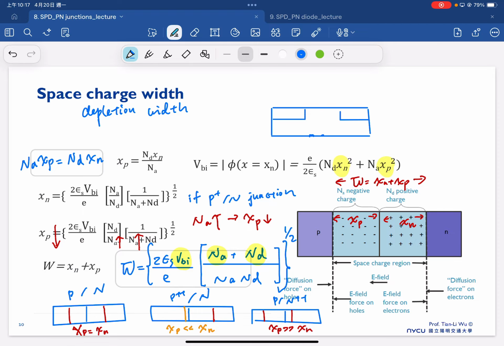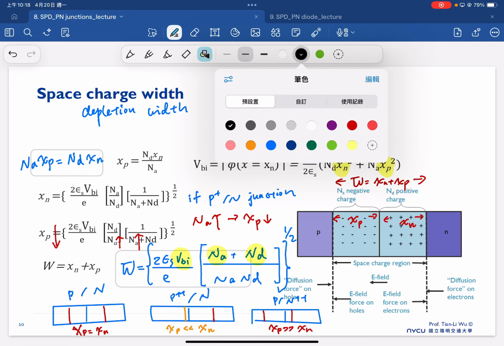So we have the P substrate here, and also we have the source and drain. But as I already mentioned, we normally want to reduce resistance, no matter for contact resistance or source drain resistance, so we always make it N++. And in this case, we also have the gate here, and also the metal here.